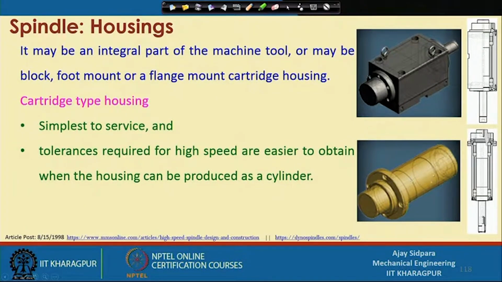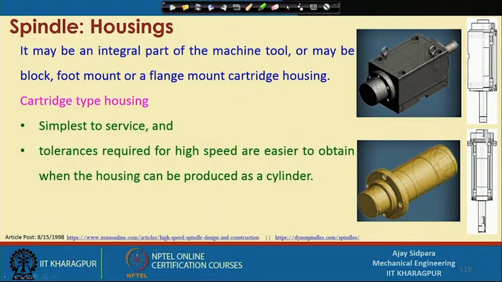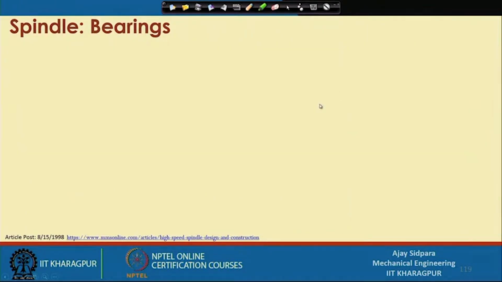So, in a cylinder you can create very fine surfaces, and whatever you require for this particular housing, you can easily get done in the cartridge type housing. So, there are some advantages associated with this. Mostly people go with the cartridge type housing compared to the block type. But it is mostly for heavy duty operations, and it is not considered for micro machining operations.